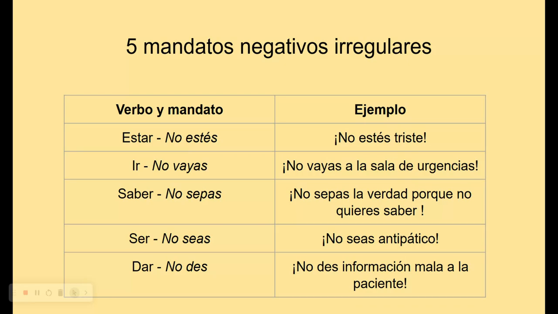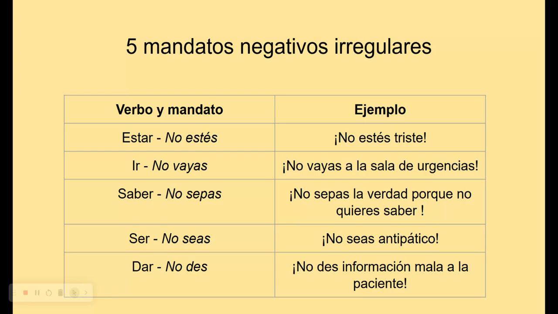Saber, to know facts or information. We have no sepas in your example. No sepas la verdad porque no quieres saber. You don't know the truth because you don't want to know. Ser, the other to be, no seas. We have no seas antipático, don't be mean. And dar, no des. So dar, to give, no des is your negative command. And we have no des información mala a la paciente. Don't give bad information to the patient.